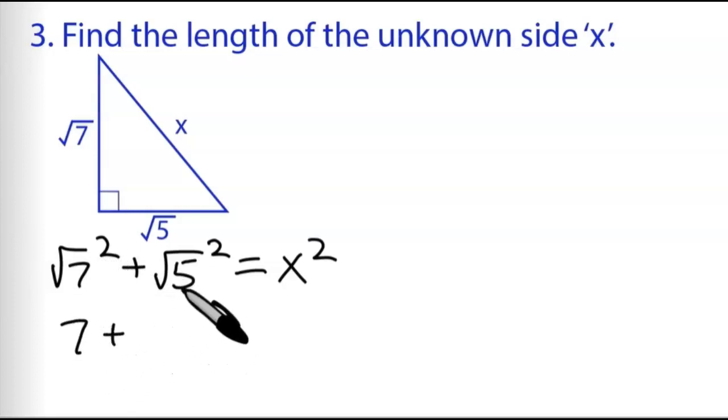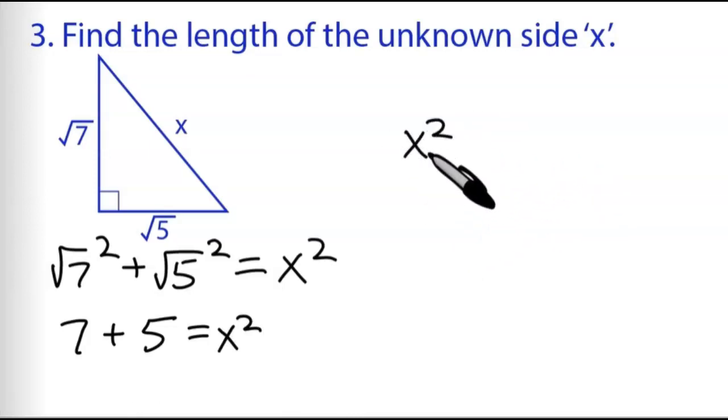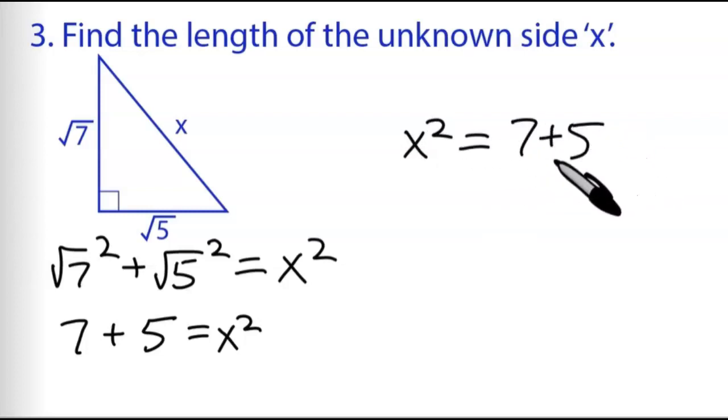Plus, and then the square root of 5, if we square that, we just get 5. And we have that equals x squared. So we'll rewrite it over here with the x on the left. So we have x squared equals 7 plus 5. So we add those together and we get x squared equals 12.